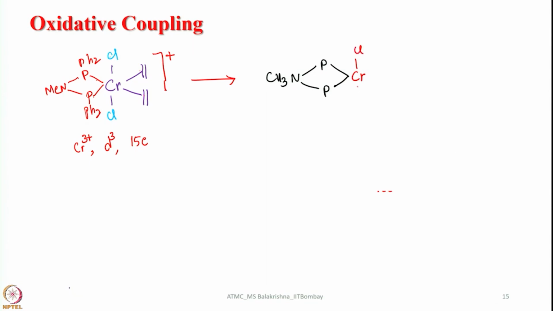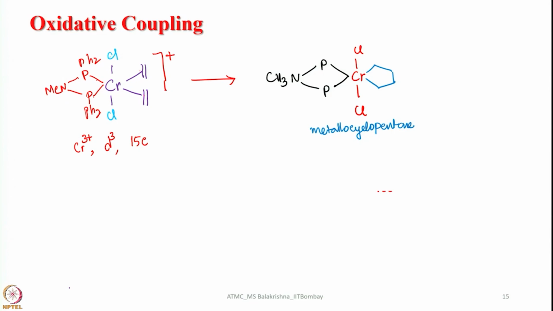And these 2 chlorides also remain intact. Then what is happening here? You can see here, what is this one? Metallocyclopentane. Earlier I showed you metallocyclopropane. Now we ended up with a metallocyclopentane.